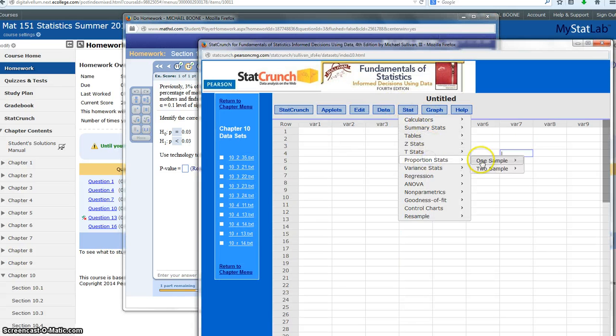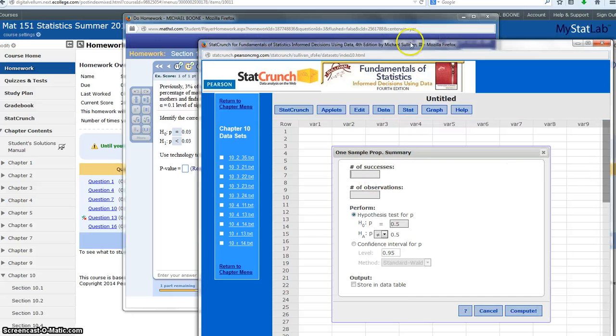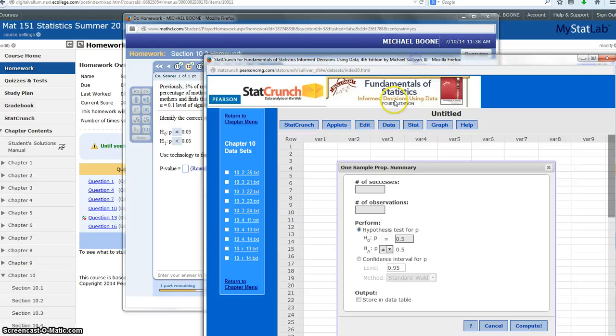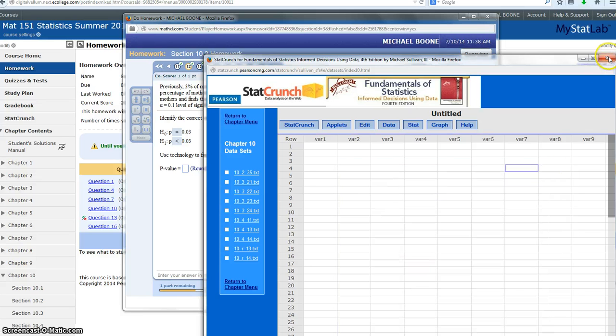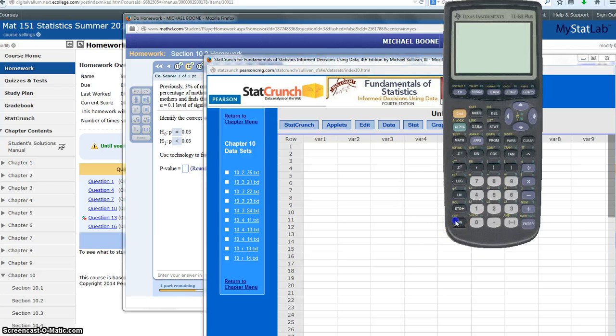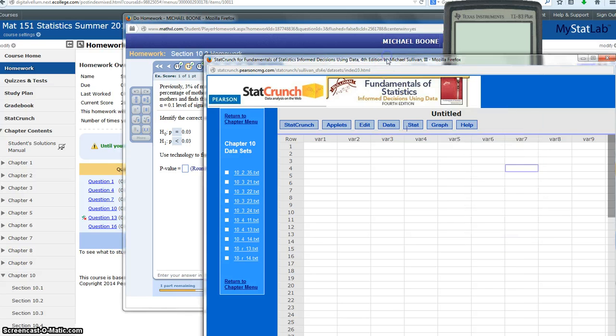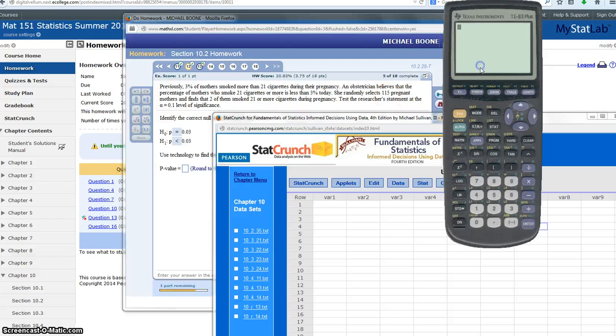Before, we would just go to proportion stats, one sample with summary, and type in 2 out of the 115 up here, right? And use our hypothesized proportion of 0.03, and it would give us our p-value. But we cannot do this because n times p times 1 minus p is not greater than or equal to 10. So if we take our sample size of 115, n times p, 0.03 times 0.97, we get a number less than 10. So we cannot use the normal model. So what we have to use is the binomial model.